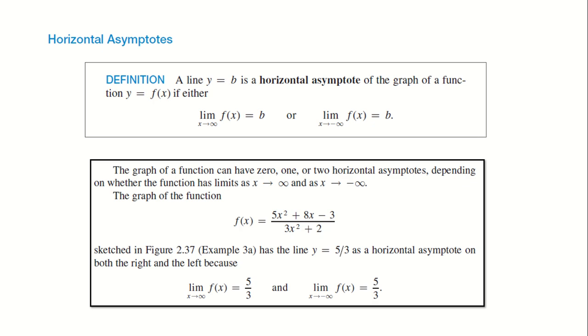Now, horizontal asymptotes. A line y equals b is a horizontal asymptote of the graph of a function if either as x approaches infinity, f of x equals b, that means the limiting value. So we can say y equals b is the horizontal asymptote of the function y equals f of x.